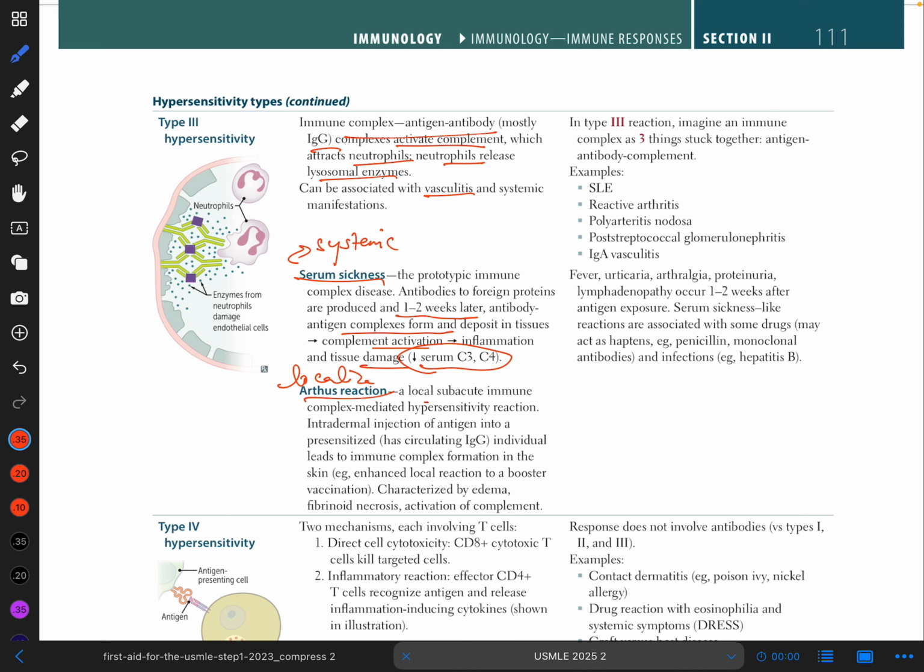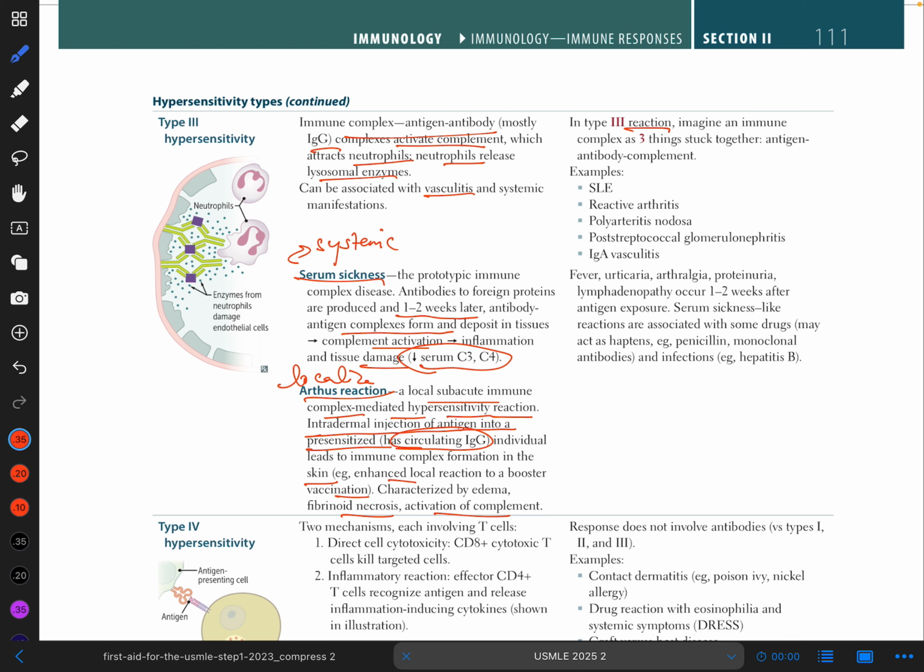The Arthus reaction is a local subacute immune complex-mediated hypersensitivity reaction. An intradermal injection of antigen into a pre-sensitized individual with circulating IgG leads to immune complex formation in the skin. It occurs with vaccination or skin injection like tetanus, diphtheria, hepatitis B vaccine, and insulin. If you notice, at the same site of the injection there will be swelling or redness. This is the enhanced local reaction to booster vaccinations, characterized by edema, fibrinoid necrosis, and complement activation.